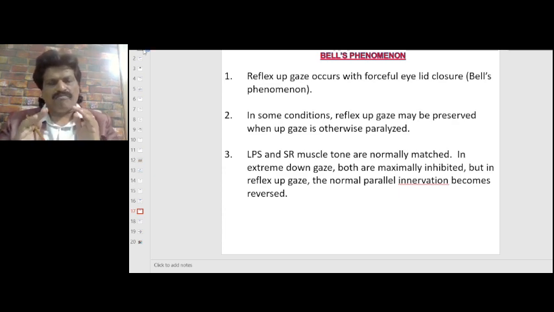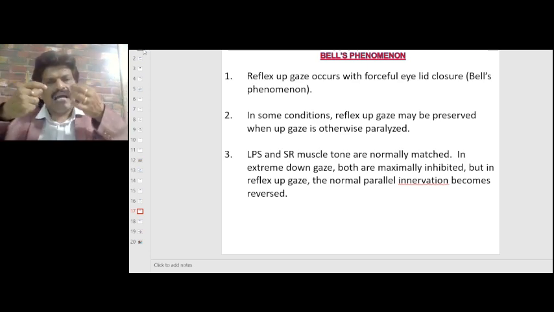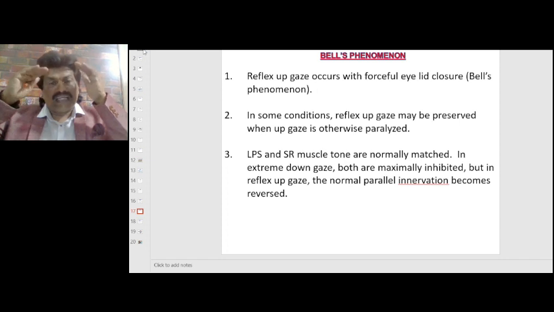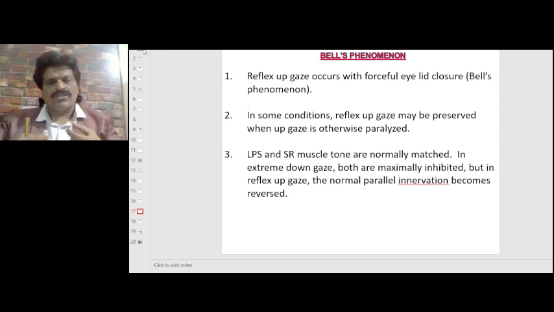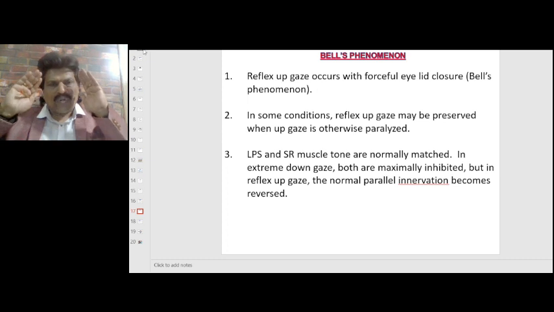So what is the mechanism of Bell's phenomenon? It is because of the levator palpebrae superioris, which is responsible for elevation of the eyelid, and the superior rectus, which is responsible for the elevation of the eyeball. They are tonically matched. When the levator palpebrae superioris is inhibited, for example when looking down, the superior rectus is also inhibited. So when the levator palpebrae superioris is inhibited, it cannot raise the eyelid, and the eyelid falls down. The superior rectus is also inhibited, so it cannot move the eyeball upwards, so the eyeball goes downwards. So when you are looking down, both are inhibited, so the eyelid falls down and the eyeball goes downwards.